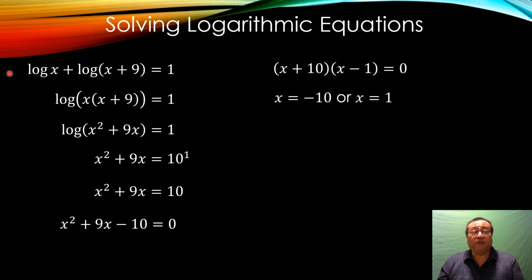But it only has to fail in one spot. Once it fails in one spot, you can just reject it. So we're going to reject the negative 10. 1 is okay. Log of 1 is 0. Log of 10 is 1. So that works anyways. So that's it. Okay, so just make sure whatever answers you get, don't make the inside of these negative.